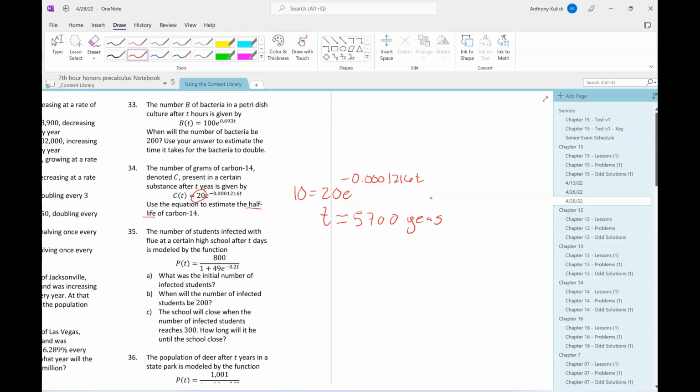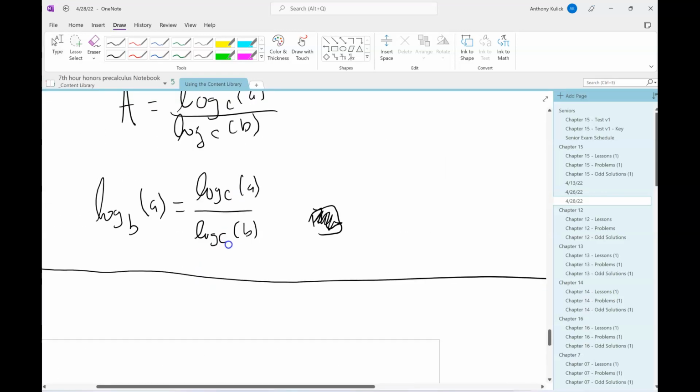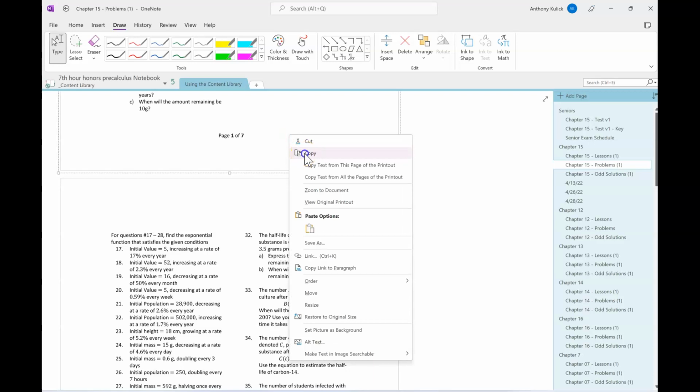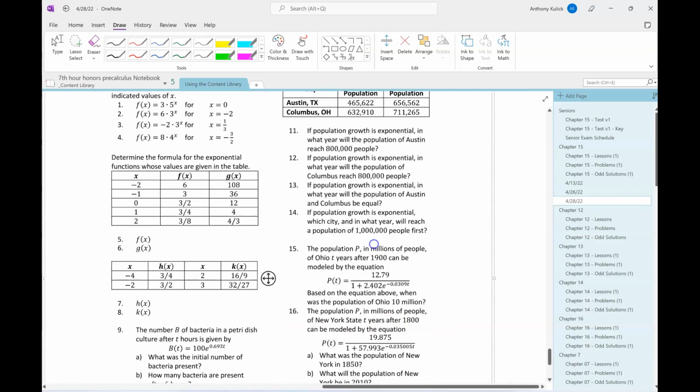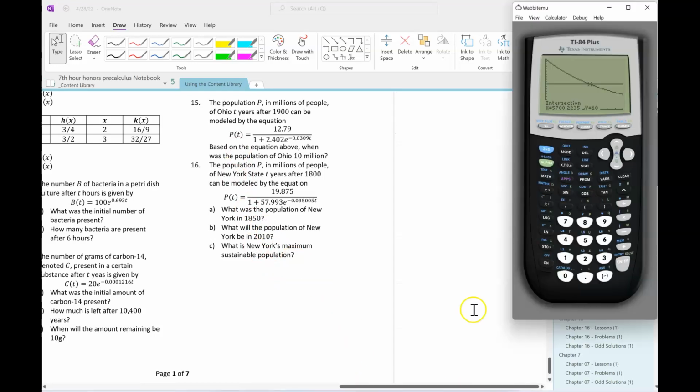And then do you mind doing 16C? 16C? Sure. Oh, I don't have 16. Let's grab it. Okay, I see what the problem's going to be. It's going to be just 19.875 million, because P of T is in millions. So it's 19.875 million people. Okay. Yeah.